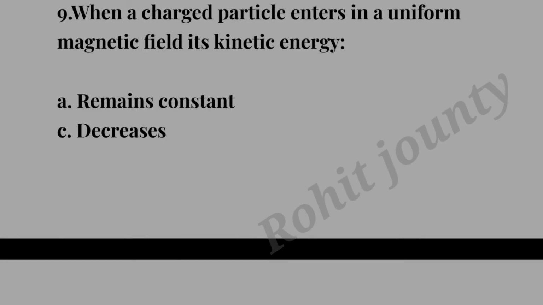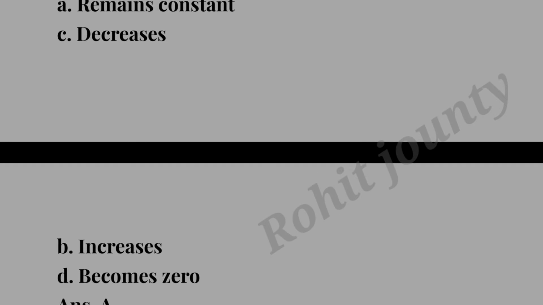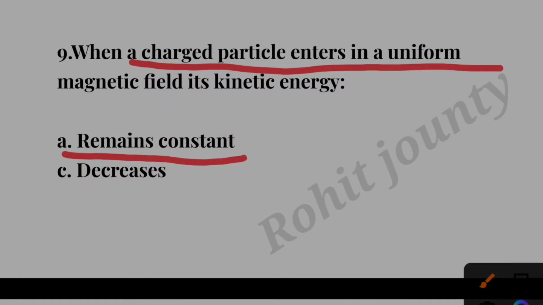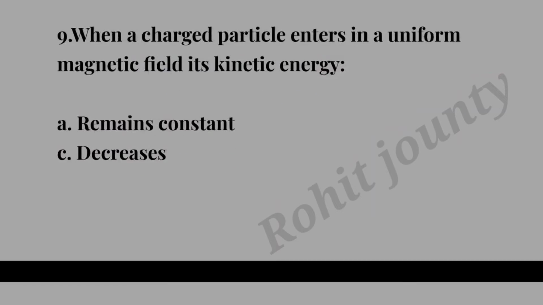Question number 9. When a charged particle enters a uniform magnetic field, its kinetic energy: option A remains constant, option B decreases, option C increases, option D becomes zero. The correct answer is option A, remains constant. When a charged particle enters a uniform magnetic field, its kinetic energy remains constant. Option A is the correct answer.